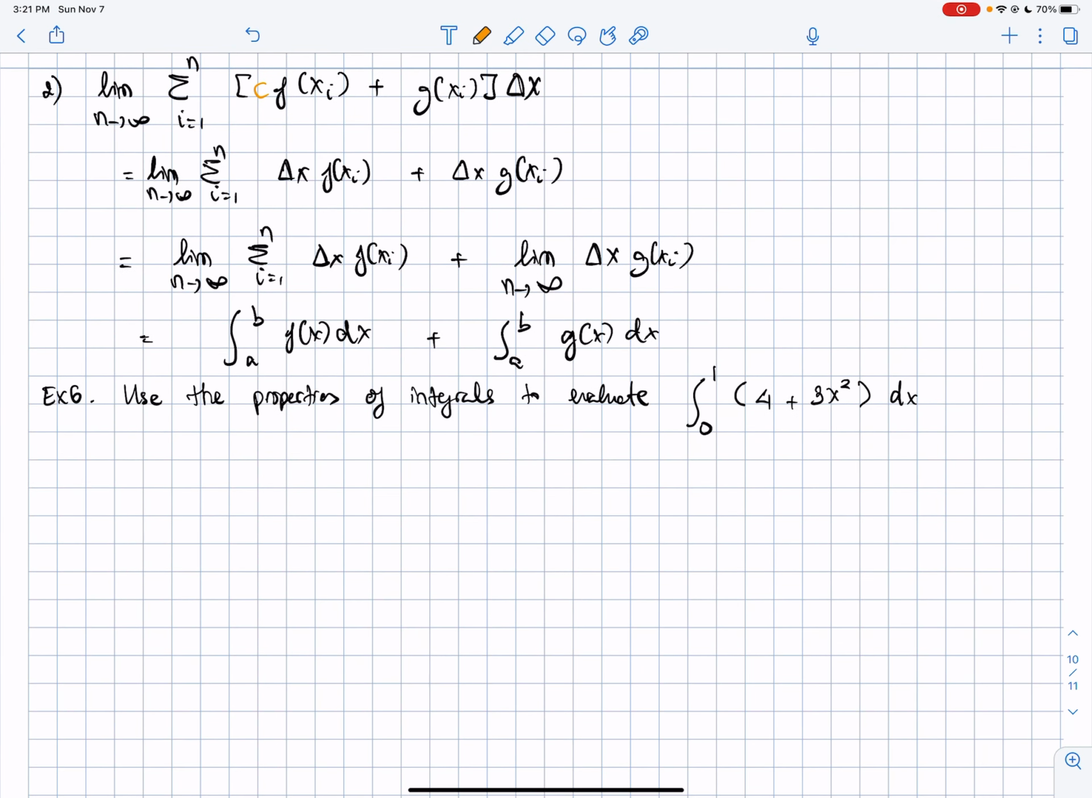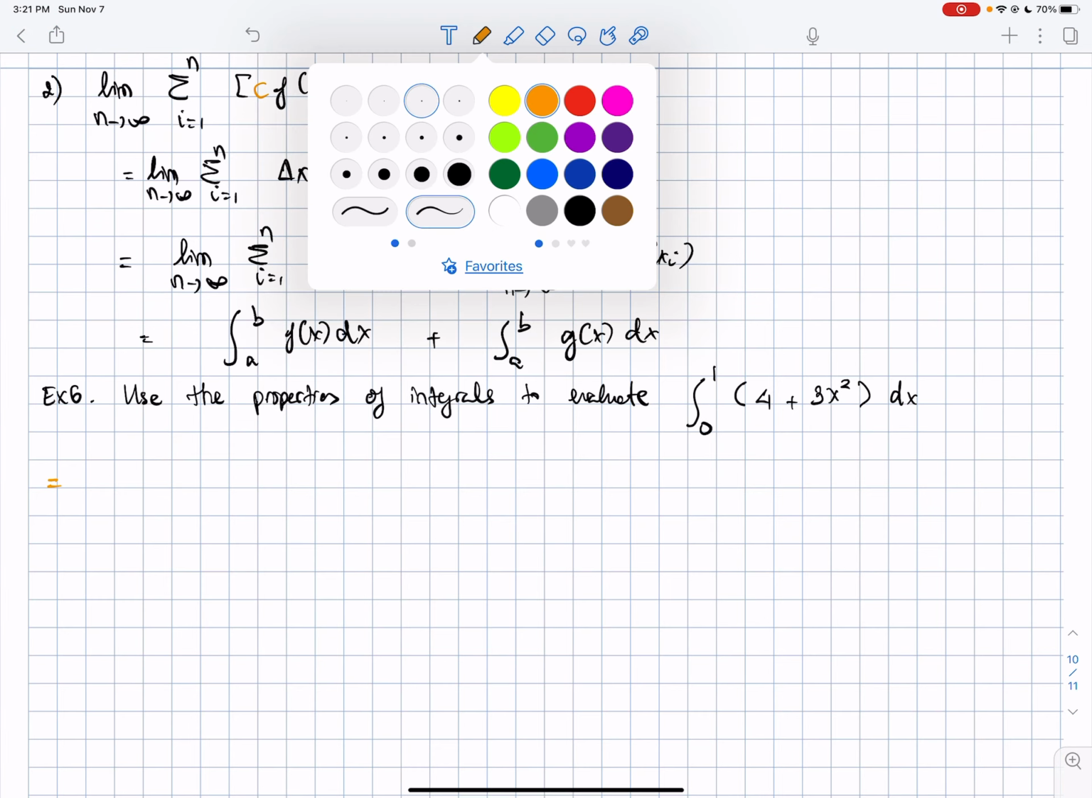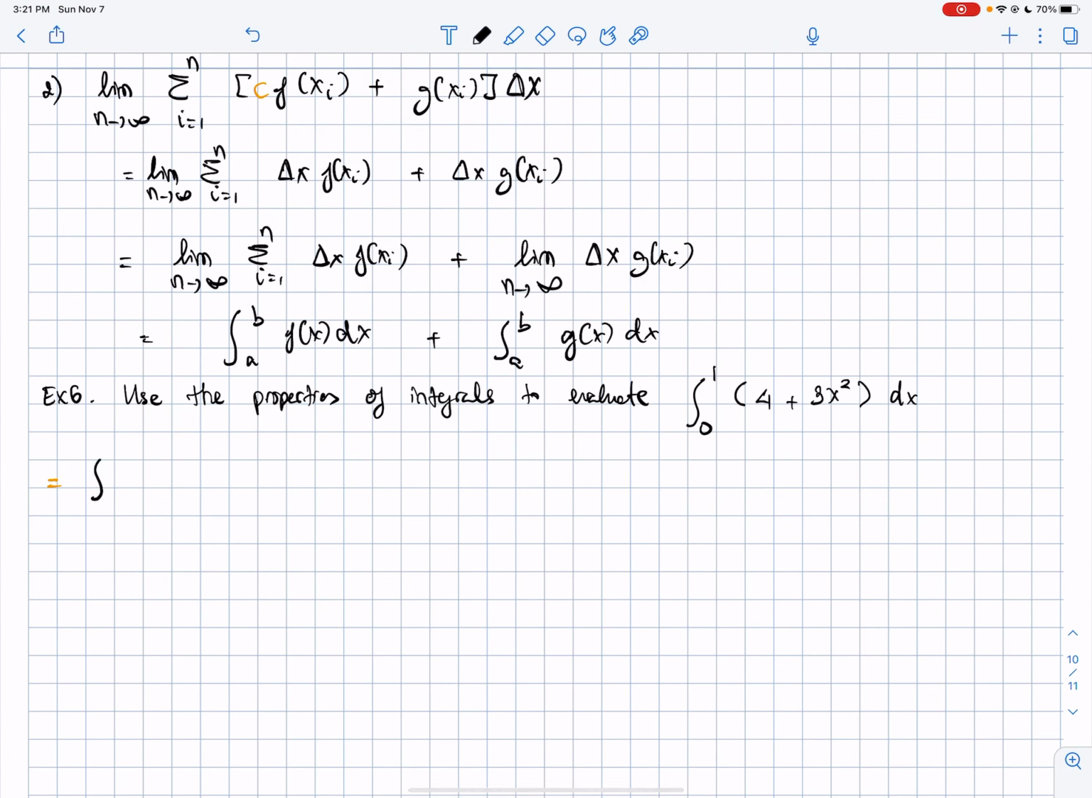Example number 6, we want to use the properties above to evaluate the integral. So first of all, we can separate them, using property number 2 that we just proved. So it's equal to the integral of 4 plus the integral of 3x squared dx.